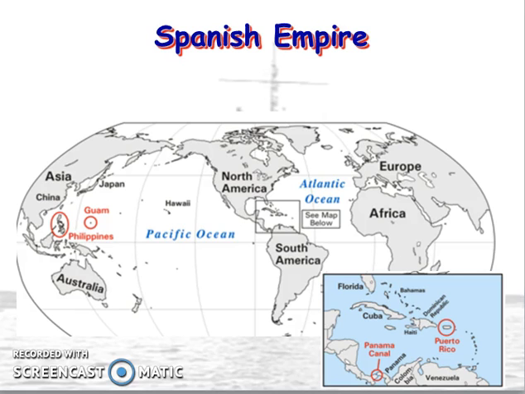Here's just a quick map. The time we're talking about, remember, Spain used to have a really big empire, and that started to get peeled away in the 1800s. And by the time we're talking about, which is almost 1900s, 1898, really all Spain has left are the Philippines and Guam in the Pacific, and Puerto Rico and Cuba in the Caribbean Sea, or the Atlantic side of North America. So that's what we're dealing with here. That's what they have remaining.